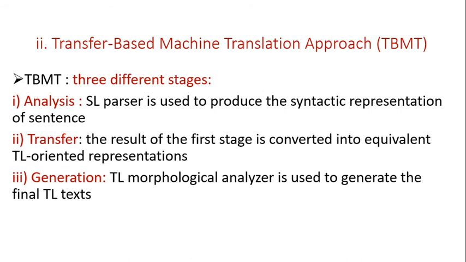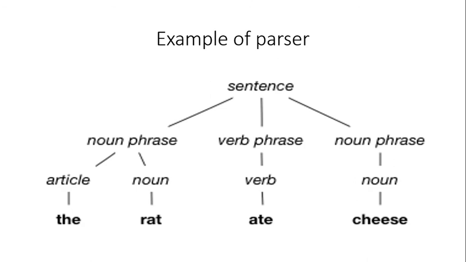With this, we can move on to the transfer-based machine translation approach, which is TBMT, and there are three different stages. One is the analysis, the other is the transfer, and then the generation. The source language parser is used to produce the syntactic representation of the sentence. The difference between this and the previous approach is that the source language parser is used, and for understanding the parser, we can see this slide.